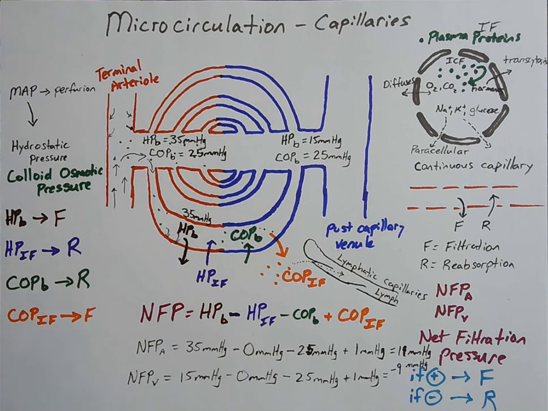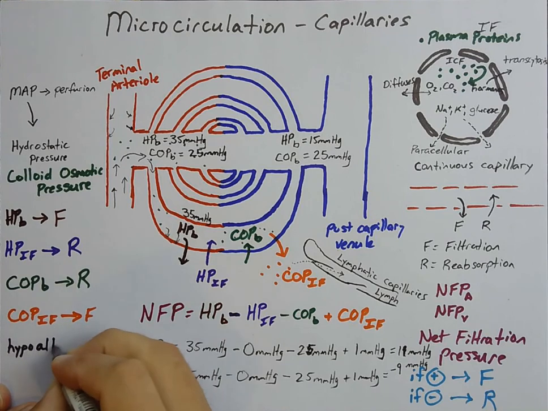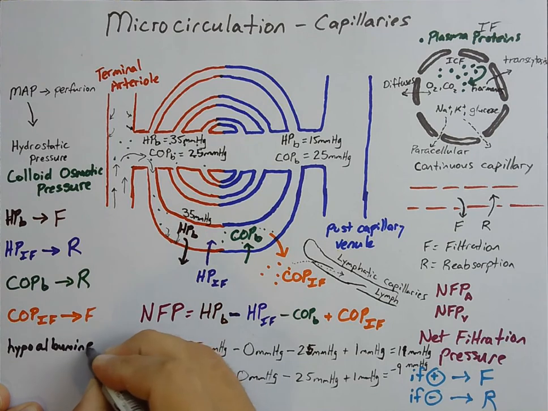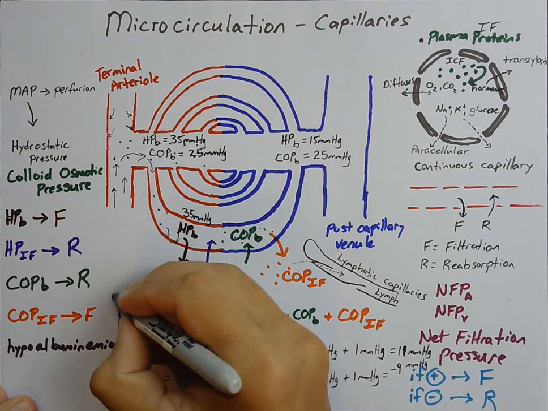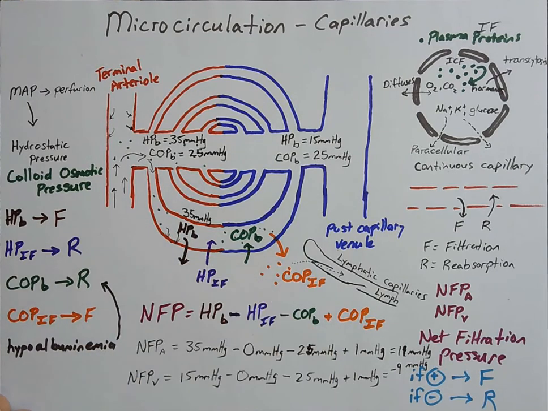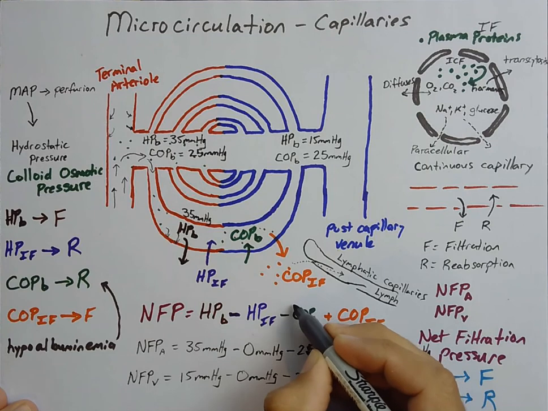Which value is going to be affected by hypoalbuminemia? Okay, low levels of albumin in the blood, which value is going to be affected? Hopefully you guys are immediately saying albumin is all about colloid osmotic pressure. This is the #1 driver of colloid osmotic pressure. So albumin acts on the colloid osmotic pressure here. Hypoalbuminemia, what's going to happen to the colloid osmotic pressure? That colloid osmotic pressure is going to decrease.